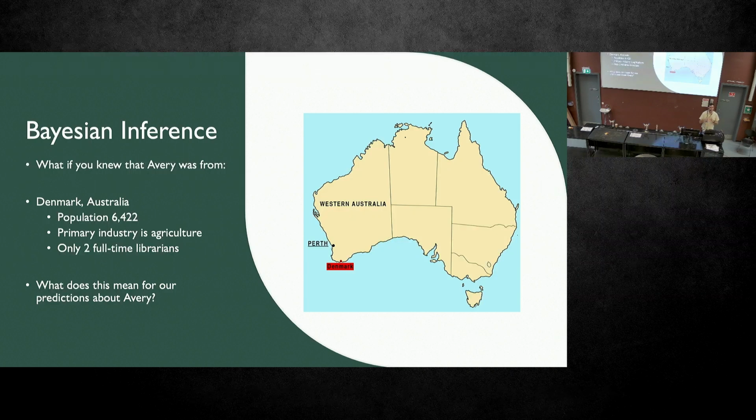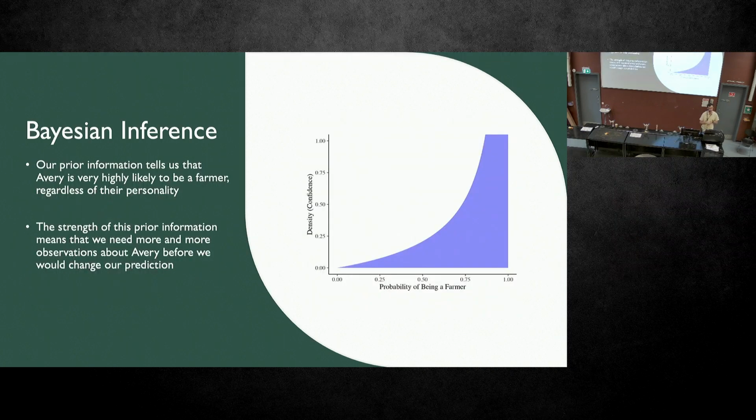So we now have some very strong prior information that, regardless of Avery's personality, regardless of what Avery wants to do, if they want to be a librarian, it's very hard for that to happen in Denmark. So there's this extra societal, cultural information that says, regardless of these observed data, it's very unlikely that Avery is going to be a librarian.